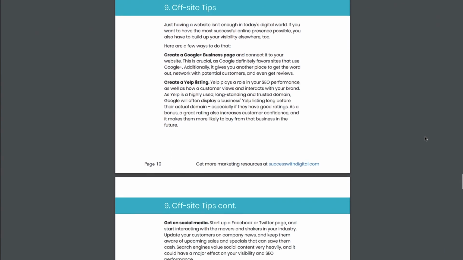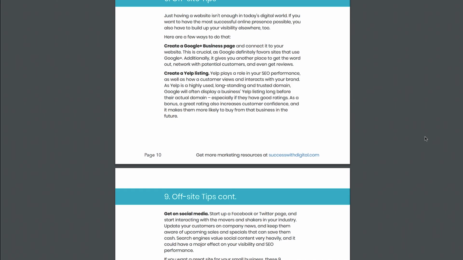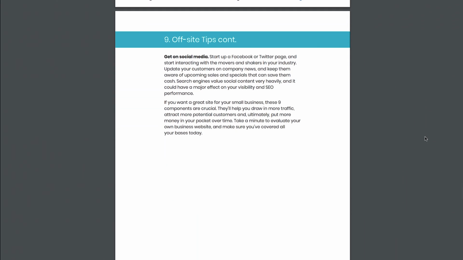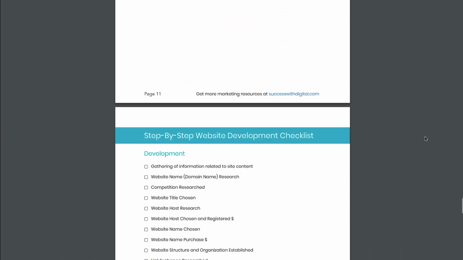And then just some off-site tips would be to create a Google My Business page and connect it to your website. Also create a Yelp listing, and then get on social media if you haven't already, and then integrate that into your site. Even if it's just a link over to those accounts, it's good to have it. All right.